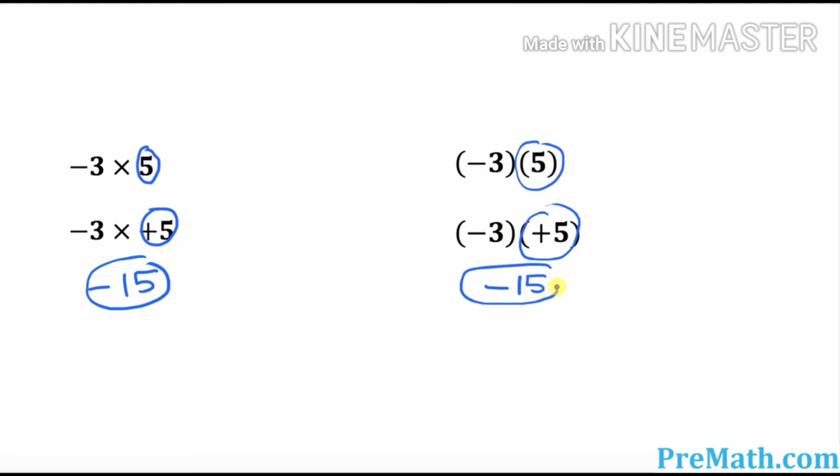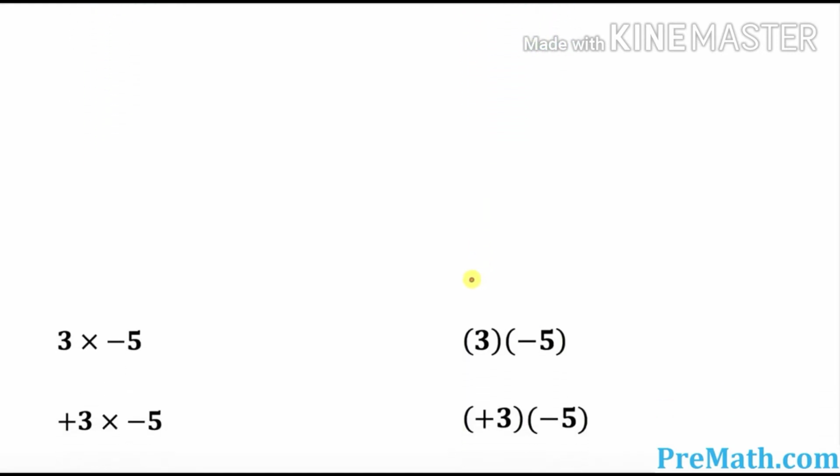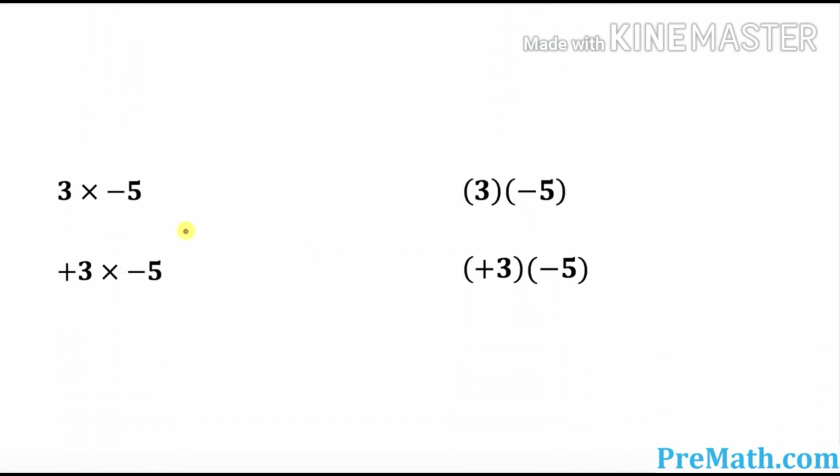So that is negative 15, our answer. Let's do a couple more examples. How about this one? If I put down 3 times negative 5. Once again, 3 could be written as positive 3. So this positive 3 times negative 5, negative and positive become negative. 3 times 5 is 15, so negative 15 is our answer.